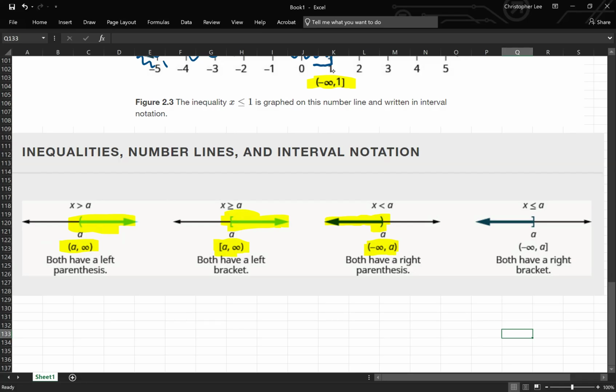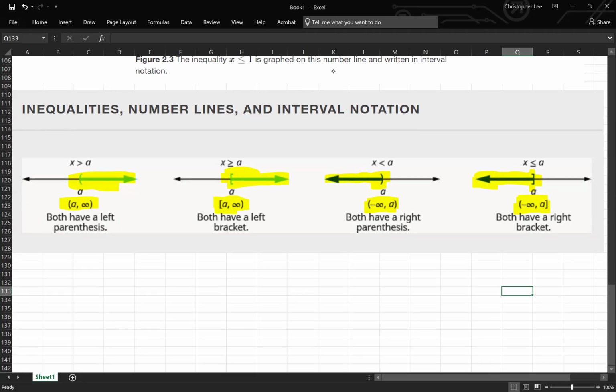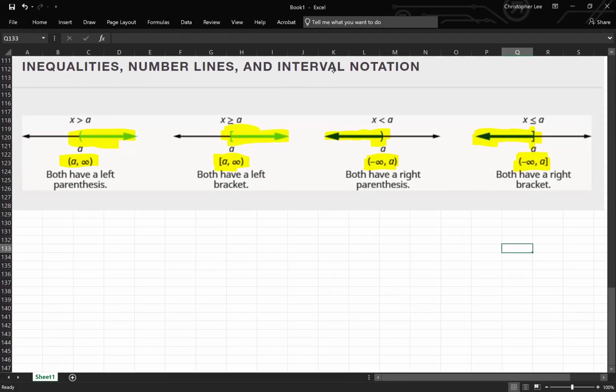Next, I have x is less than or equal to a. So with less than or equal, now here comes the square bracket. I'm going to go from negative infinity up to a and then a square bracket. There we go. And then for the graph, a square bracket around where the a is, and then all the numbers to the left. All right. Are there any questions about this? Yeah, so this is all of the possibilities.